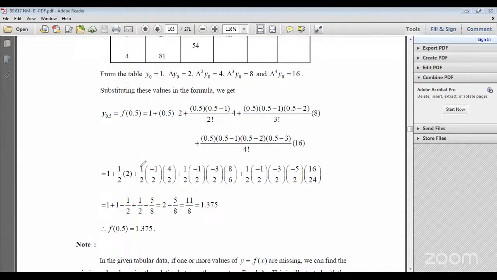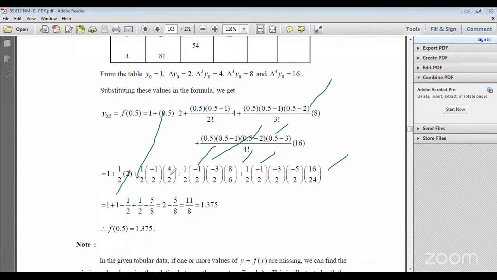1 plus 1 by 2 minus 1, that is 1 by 2 into 2, 1 by 2 into 1 by 2 minus 1 into 4 by 2, 1 by 2 minus 1 by 2 minus 1 by 2 minus 3 by 2. So then 1 by 2, 1 by 2 minus 1, minus 1 by 2, this is 1 by 2 minus 2 minus 3 by 2. This 8 by 3 factorial minus 8 by 6, this is 1 by 2, 1 by 2 minus 1, minus 1 by 2, minus 3 by 2, minus 5 by 2, 16 by 4 factorial minus 24.